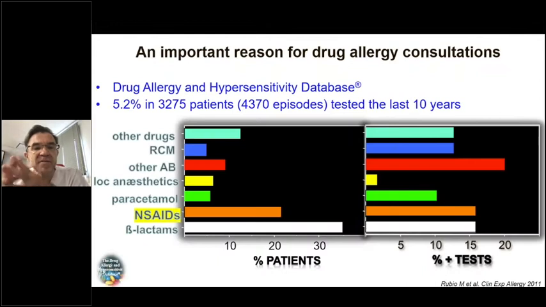Well, this is a very frequent reason for consulting an allergist. In our database that comprises more than 12,000 patients, it's actually the second reason for consultation. As you can see on the left-hand side, the first reason is beta-lactam suspicions of allergy, and the second reason is non-steroidal anti-inflammatory drugs. On the right-hand side, you can see how many patients in the end actually have hypersensitivity to the drug, which is 15.2% in our database.